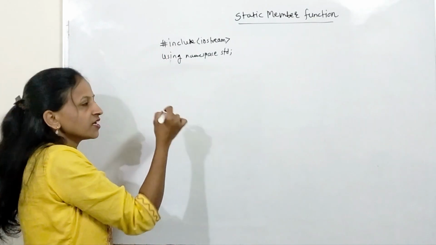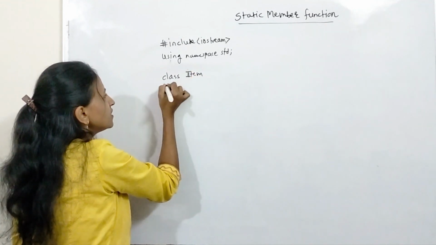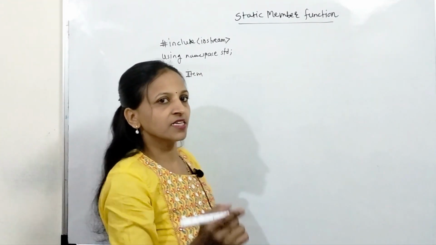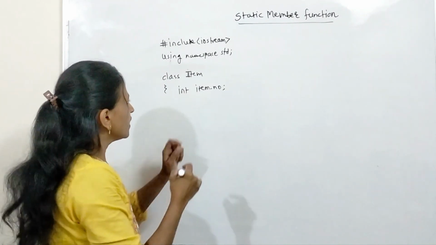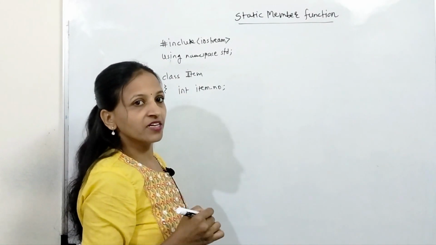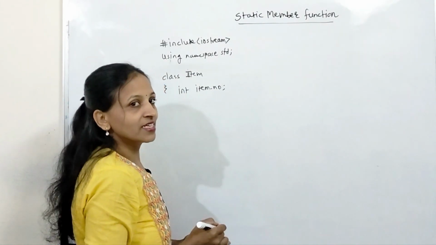Okay, now how to declare the class? Simple way, use class name item. Item is having two data members. One is non-static, the second one is static. The first one is item number and the second one is count. Count is nothing but the number of items created. That's why we have to declare that count as a static.